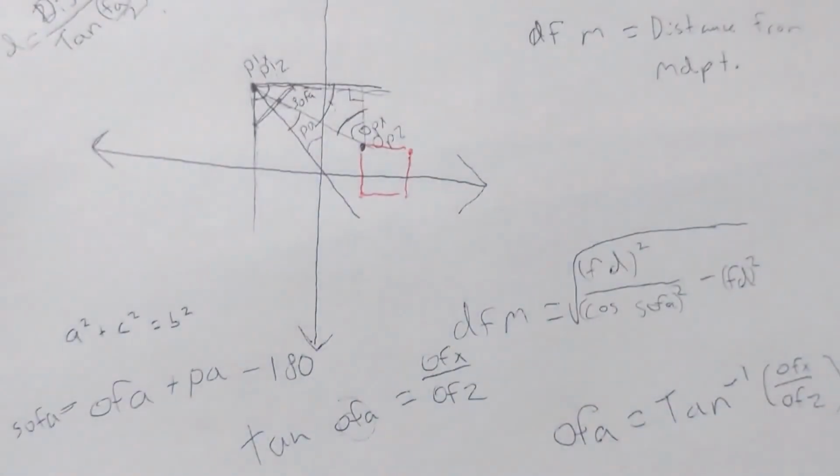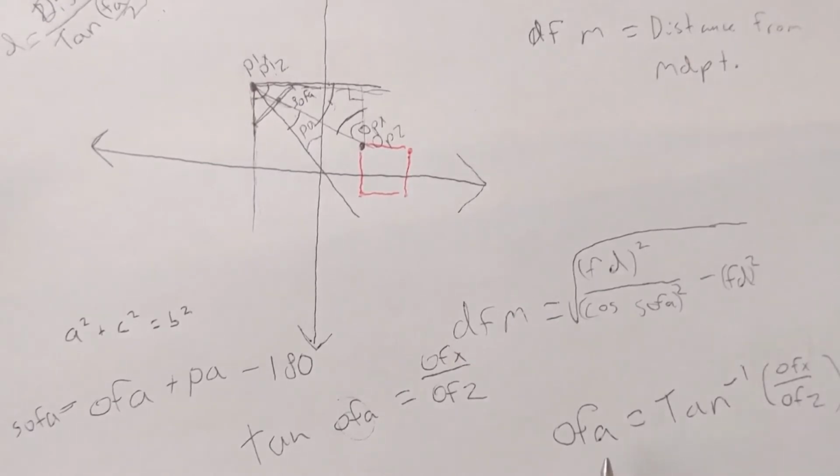that offset angle equals inverse tangent of offset X over offset Z. So this is going to be our offset angle.